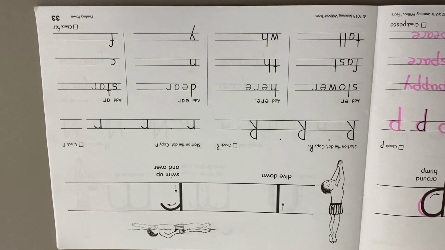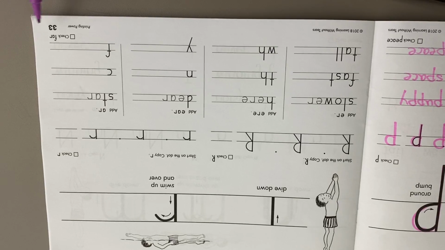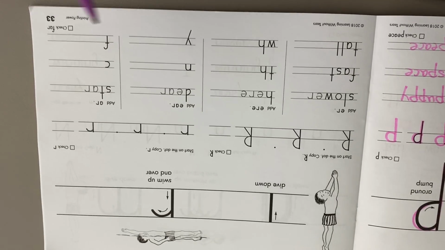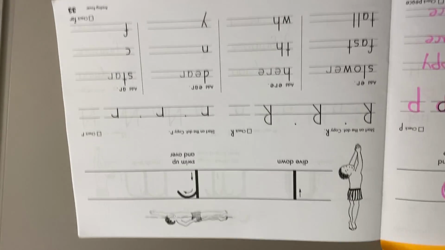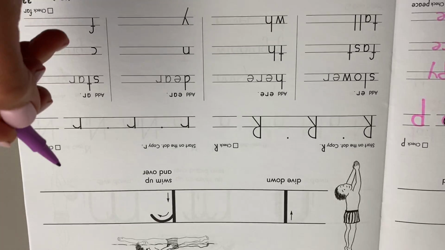Hi, second grade. We are now on page 33. You can see right at the bottom, we're back at our handwriting. It looks like we are practicing the letter R.